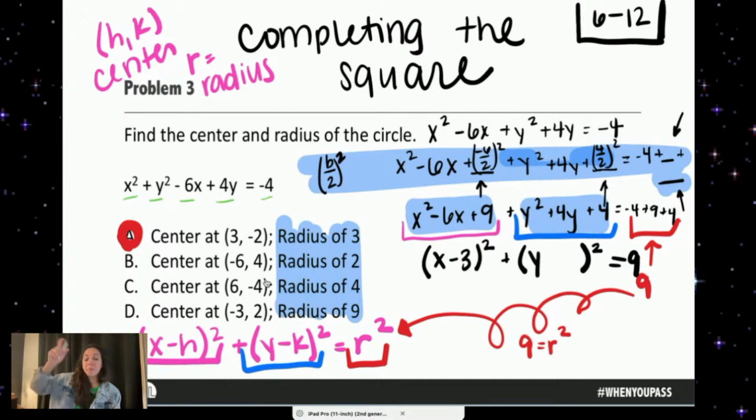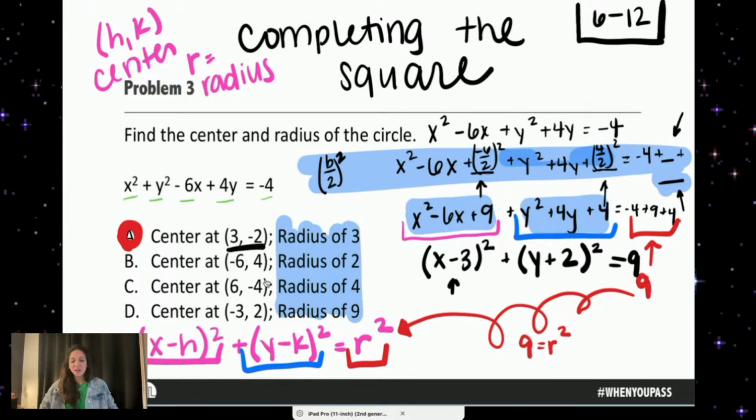Y, b divided by 2. B divided by 2 was 4 divided by 2, which equals 2. Y plus 2. So my center is 3, negative 2. Why is it opposite? Why isn't it negative 3, positive 2? Because the original formula for the equation of a circle has a negative h and a negative k. But the center is h, k. So because of that, we have to do the h and the k opposite what's inside. Does that make sense?